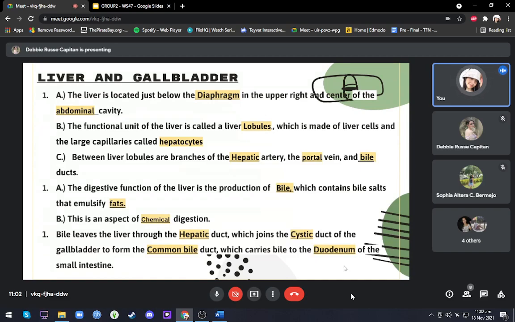Number 2, the digestive function of the liver is the production of bile, which contains bile salts that emulsify fats. B, this is an aspect of chemical digestion. Number 3, bile leaves the liver through the hepatic duct, which joins the cystic duct of the gallbladder to form the common bile duct, which carries bile to the duodenum of the small intestine.